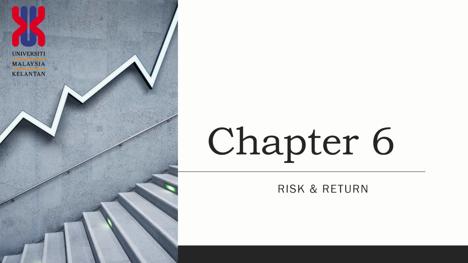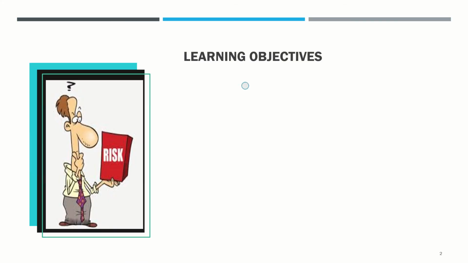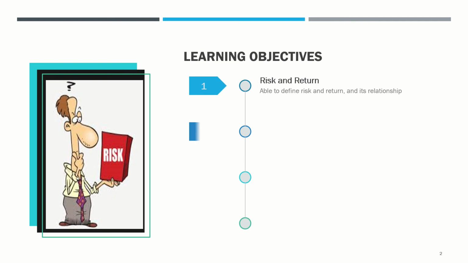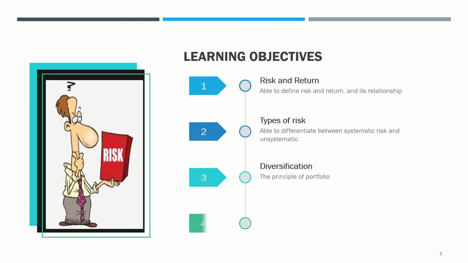Okay, kita masuk kepada chapter 6 iaitu risk and return. So basically this chapter is a theoretical chapter. There is no calculation. Okay, in this chapter, 4 learning objectives that students need to know at the end of the class. The first one is you should be able to define what is risk and what is return and how is the relationship between these two.